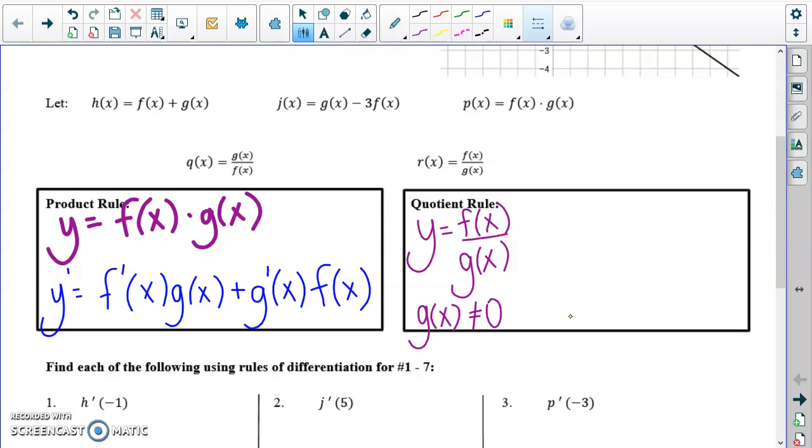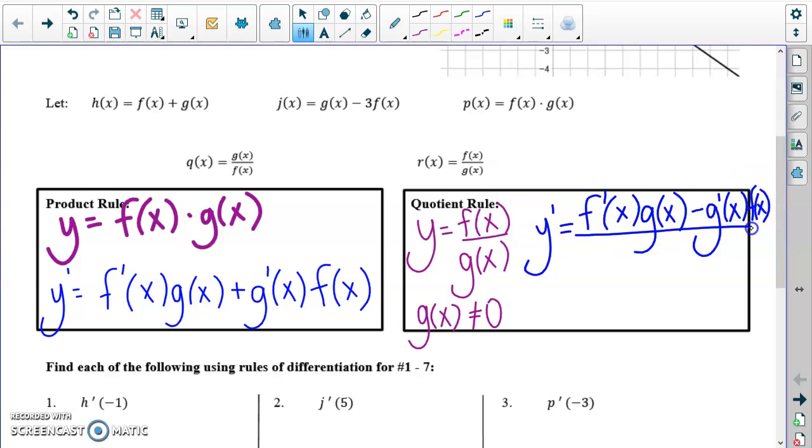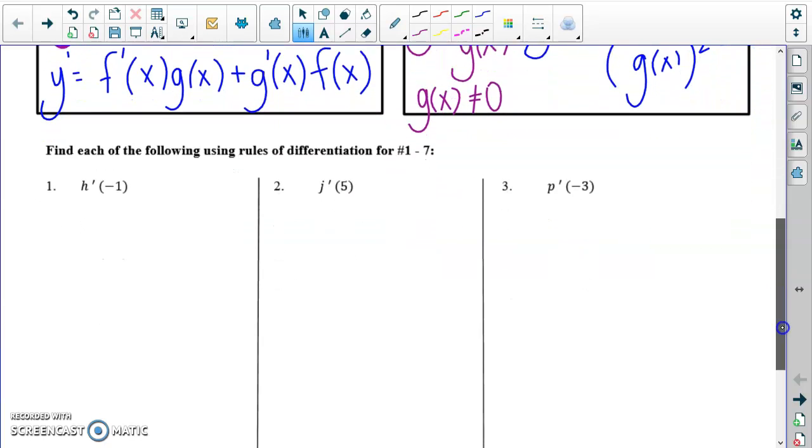which function is the top function and which function is the bottom function, because within that quotient rule we're subtracting, and order does matter with subtraction, and the denominator of the quotient rule is dependent upon the denominator of the given function. So y prime would then be equal to the derivative of whatever function's on top times the function on the bottom minus the derivative of the function on the bottom times the function on the top, all divided by the function on the bottom squared. And now we're going to take these and apply them.